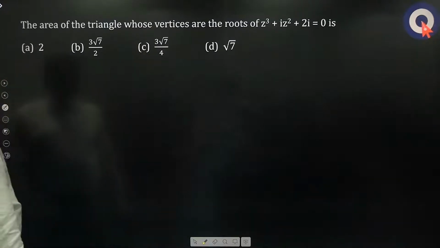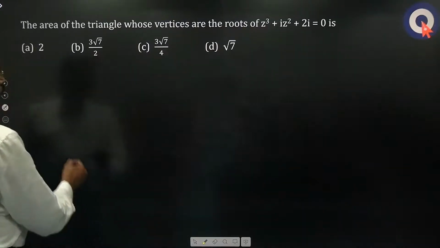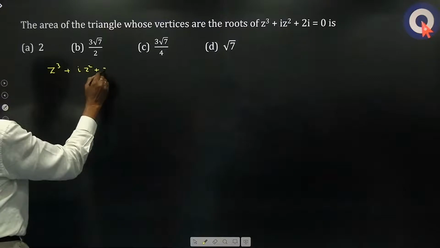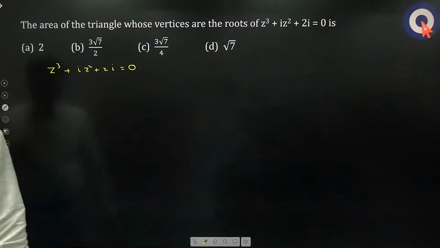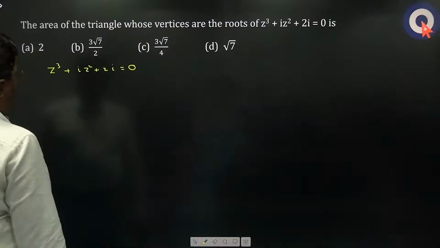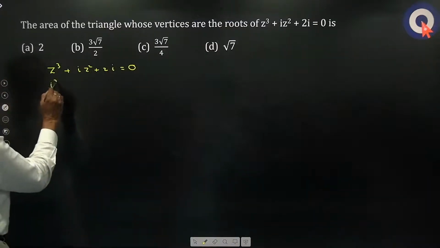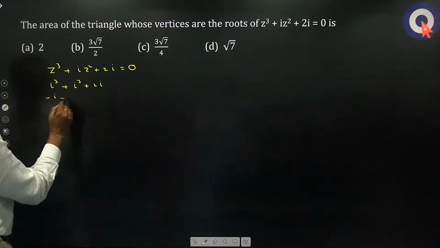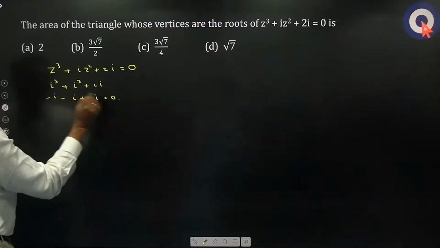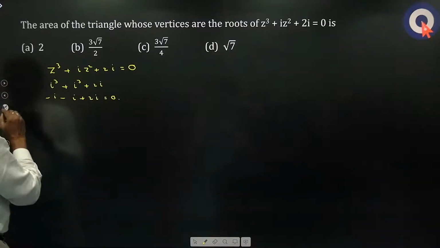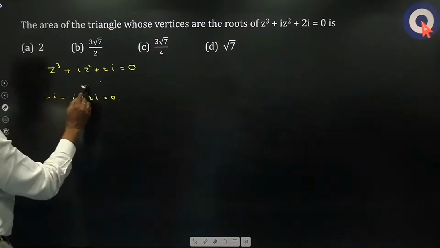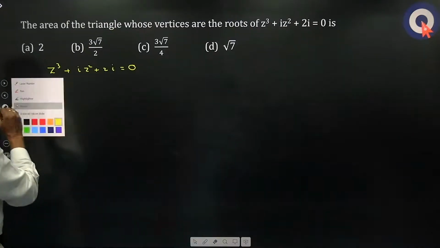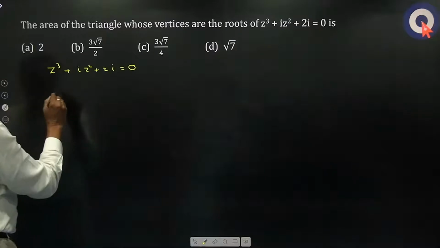The area of the triangle whose vertices are the roots of z cube plus iz square plus 2i is equal to 0. By trial and error, let us see if i is a root. So I put i: i cube plus 2i, which is minus i plus 2i, which is not 0. So therefore i is a root. We'll find the other roots.